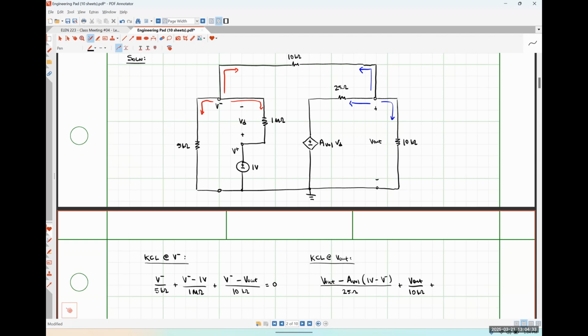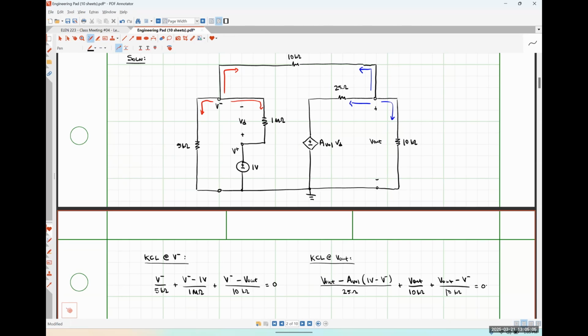And lastly, I'll have the current flowing up through the feedback path. So that'll be V out minus V minus over 10 kilo ohms is equal to 0. So before I give you guys my results, let's make sure both of these equations seem okay to everybody. If you have any questions, by all means, please ask.